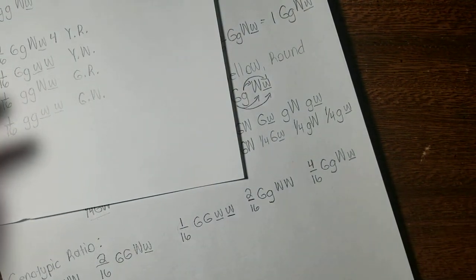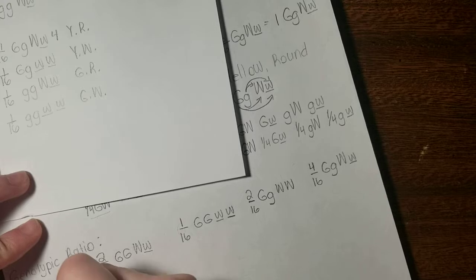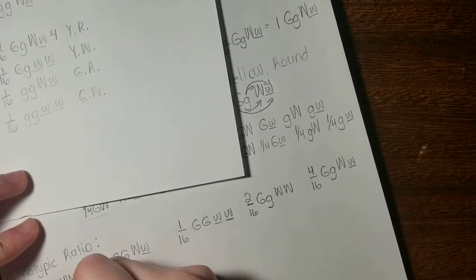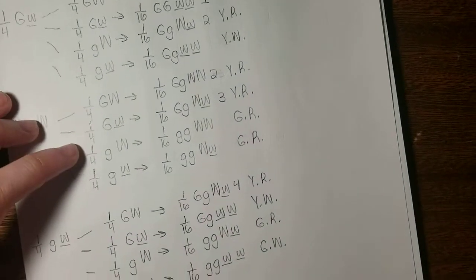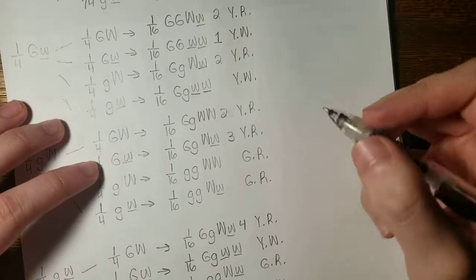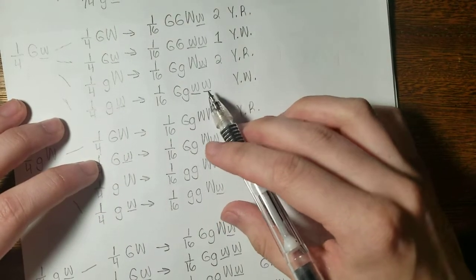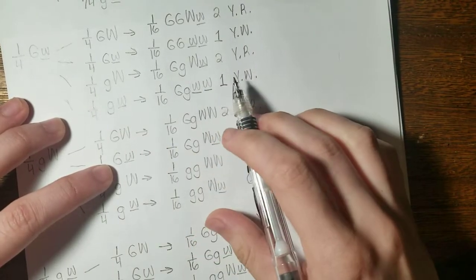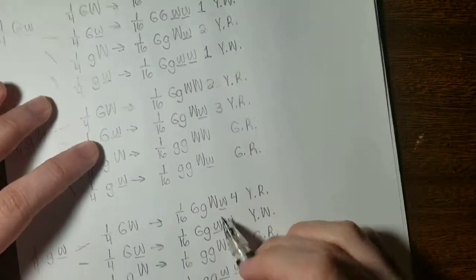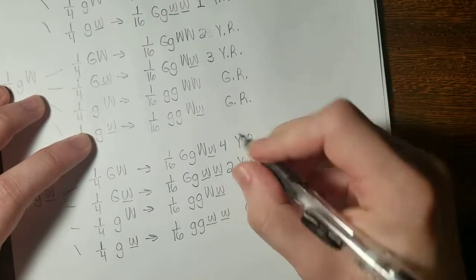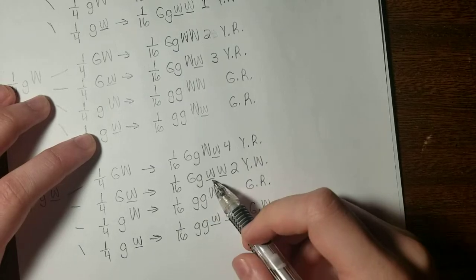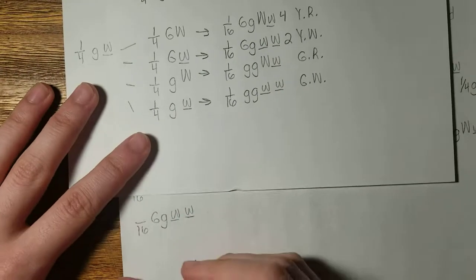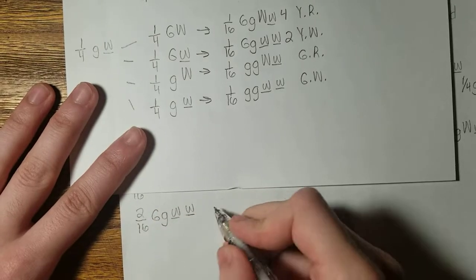Okay. And the next one we're going to find is big G, little W, little W. So big G, little W, little W. So we have 1 right here, 1. We have 2 right here. Big G, little W, little W. So we have 2/16 big G, little W, little W.